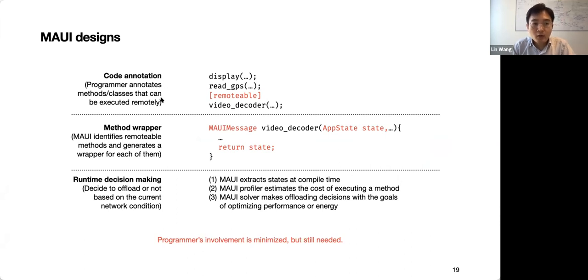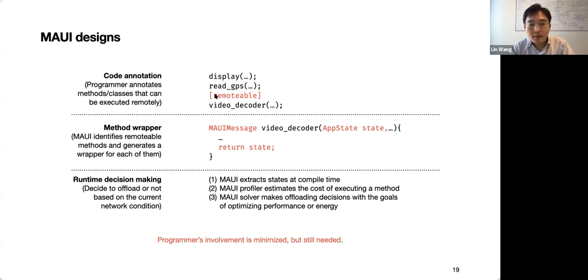So first, before we can offload the code, we need to understand which part of the application we want to offload. And in MAUI, this is actually done manually by the programmer. Basically, we ask the programmer to annotate the methods and classes that can be executed remotely. For instance, here we have several methods in one application: a display, a read GPS, and a video decoder.